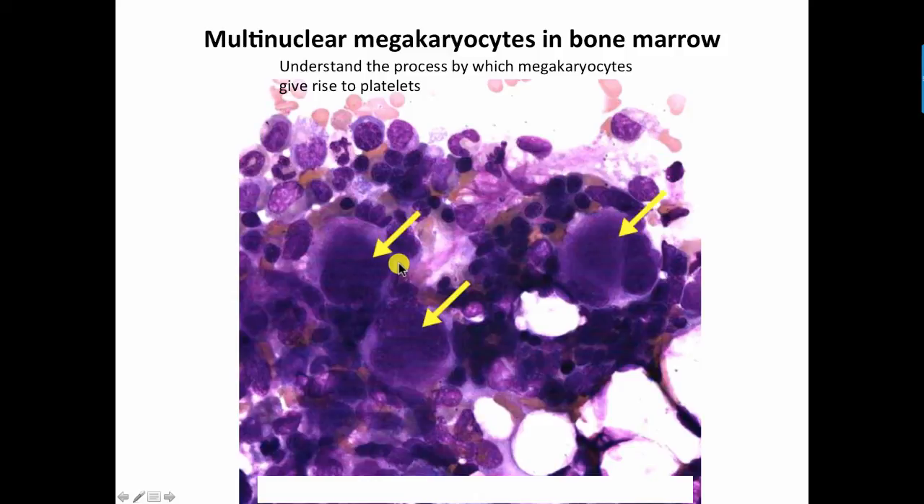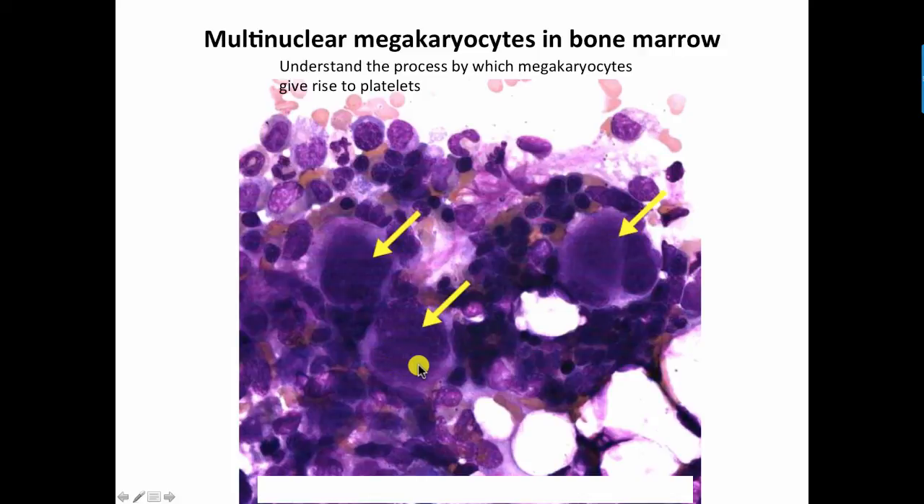Megakaryocytes are very easy to recognize. They're giant cells. They're derived from megakaryoblasts under the influence of thrombopoietin, and they undergo endomitosis, a process by which DNA replication occurs, but the nucleus doesn't divide, the cell doesn't divide.